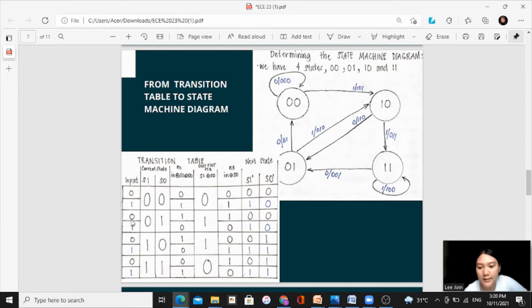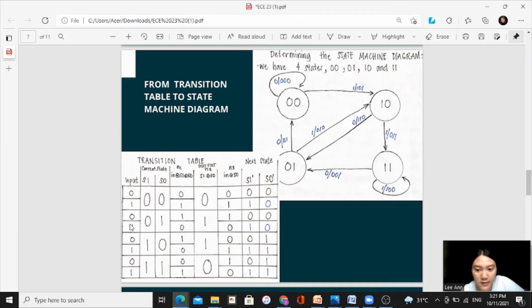And next is if we have an input of 0 and the current state is 0, 1. From 0, 1, the next state is 0, 0. So it is going to shift into 0, 0 from 0, 1. And the input is 0 and the output is 1, 1, 1.